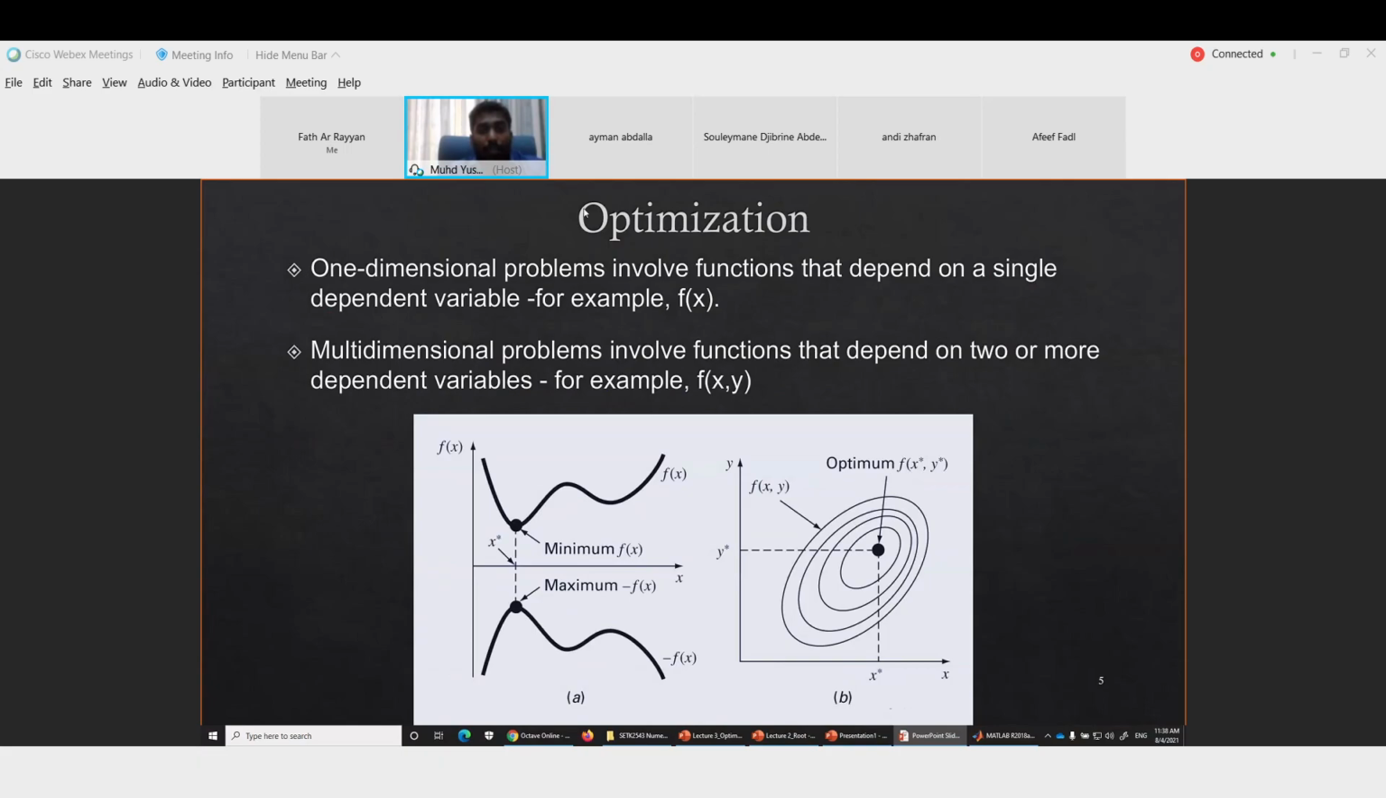So optimization: a one-dimensional problem involves a function that depends on a single variable. If you have multiple variables, it's called a multi-dimensional problem. Optimization for the multi-dimensional problem, we will not be taking into consideration; we will mostly consider the one-dimensional problem. So we just have a function that depends only on a single variable, so it will be a function of x, not really a function of x and y.